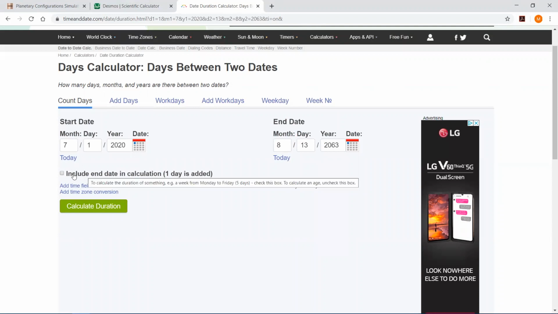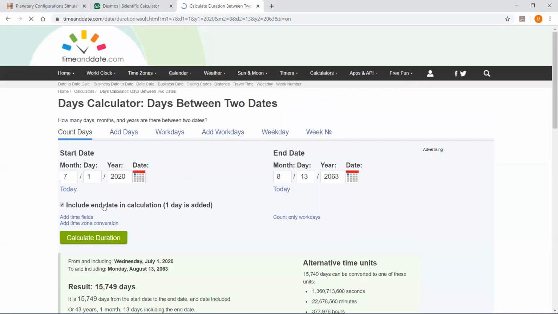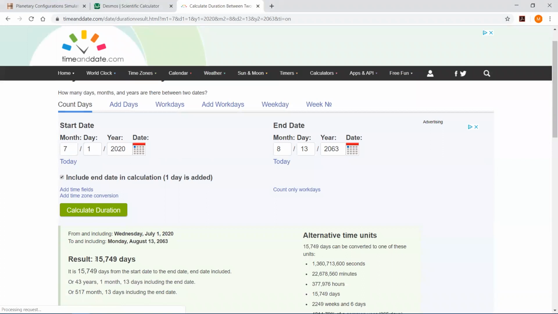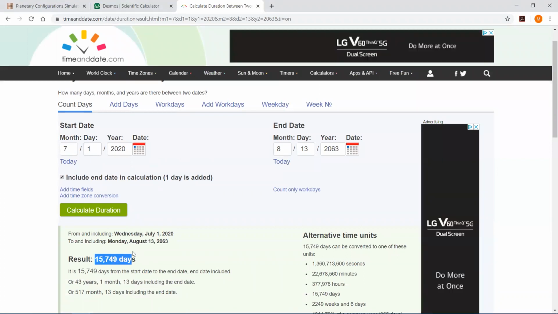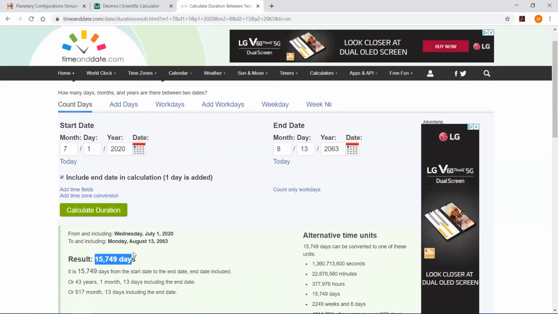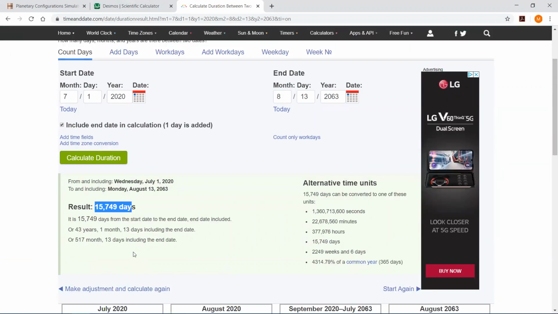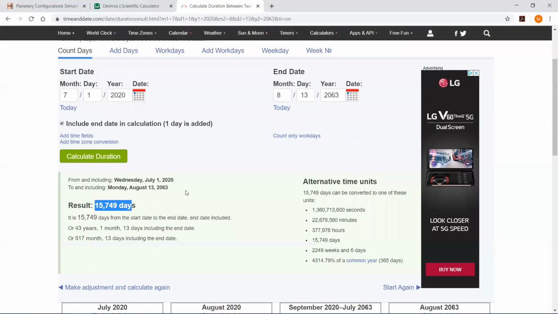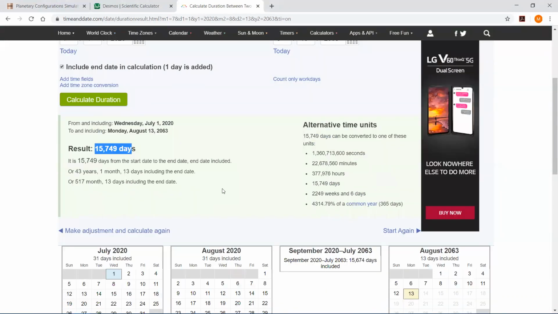Okay, and it's up to me whether I want to include the end date in the calculation. I think you would want to do that. So we're going to count the days between them. Here it is, 15,749. All right, that's the number we need, because we need to convert that into the number of years that pass between those two dates.